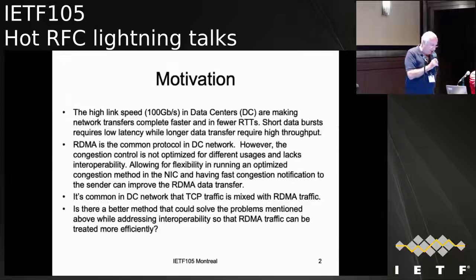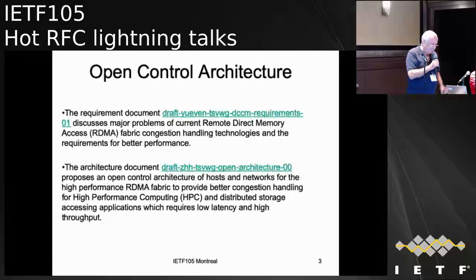Allowing for flexibility in running an optimized congestion method in the network interface card, and having fast congestion notification to the sender, can improve the RDMA data transfer. It's common in the data center network that TCP traffic is mixed with the RDMA traffic and causes conflicts between priorities between them. And what we're asking is, is there a better method that could solve the problems mentioned above while addressing interoperability, so that RDMA traffic can be treated more efficiently?